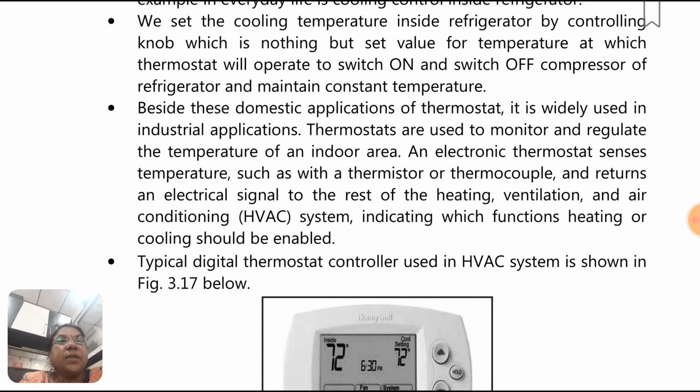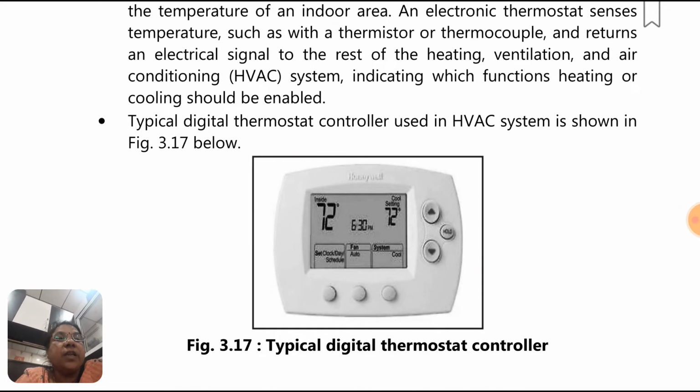Besides these domestic applications of thermostat, it is widely used in industrial applications. Thermostats are used to monitor and regulate the temperature of the indoor area. An electronic thermostat senses the temperature, such as with the thermistor or thermocouple, and returns an electrical signal to the rest of the heating, ventilation, and air conditioning system, indicating which functions, heating or cooling, should be enabled.